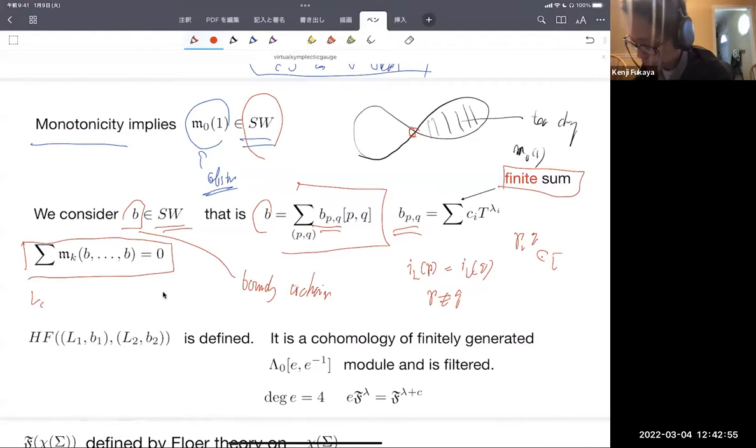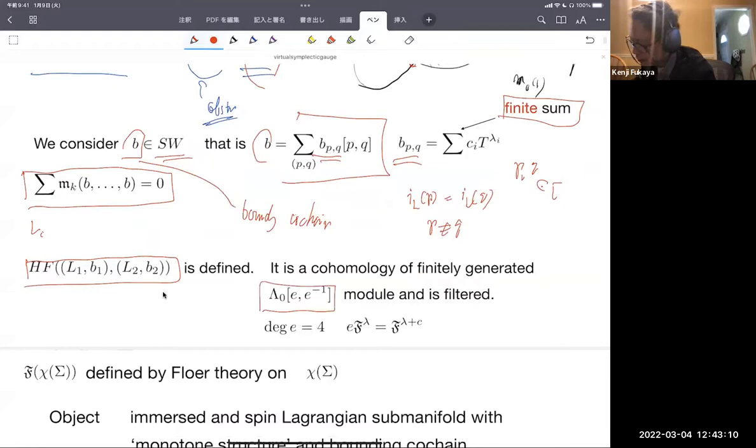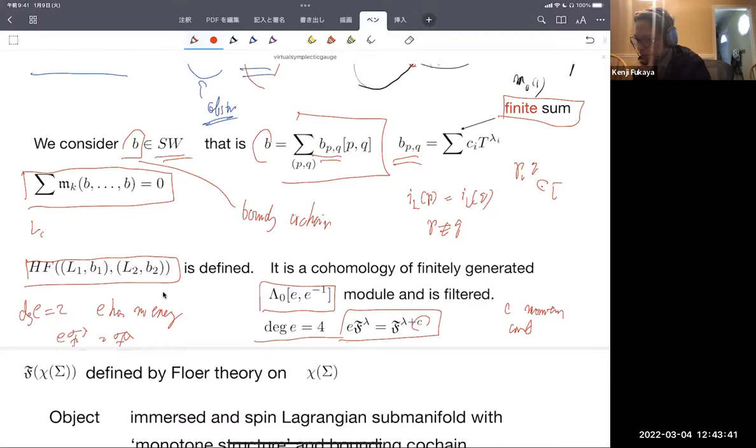In this case, we can define this Floer homology, and it is the cohomology of a finitely generated module over this ring, Lambda zero with E inverse. I think in Fukaya-Oh-Ohta-Ono's book a similar ring appeared, but there are some differences. In their book, the degree of E was two, and E has no energy, so in the energy filtration it is just preserved. But in our case, the degree of E is four because this is Z4 graded. And C is a monotonicity constant, just to shift the energy by lambda.